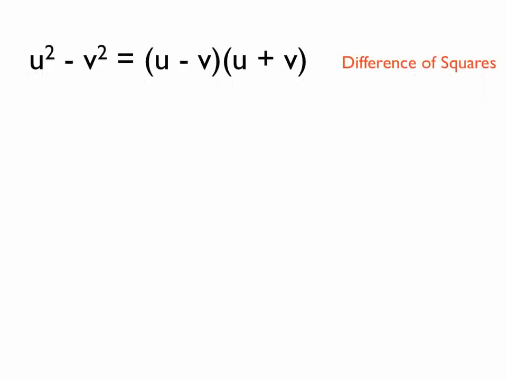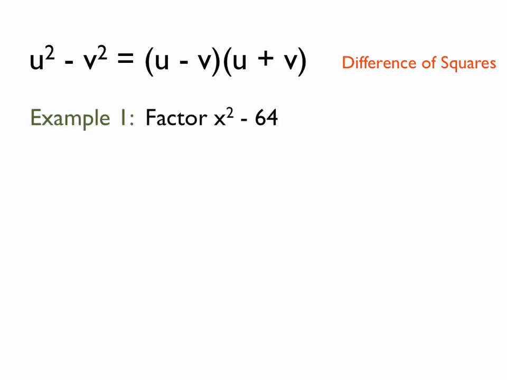So let's look at an example and work our way to that, but let's recall how we actually factor difference of squares. So we'll recognize a difference of squares because we have something that looks like u squared minus v squared. So there are two squares and there's a difference. And these will always be factored into u minus v times u plus v.